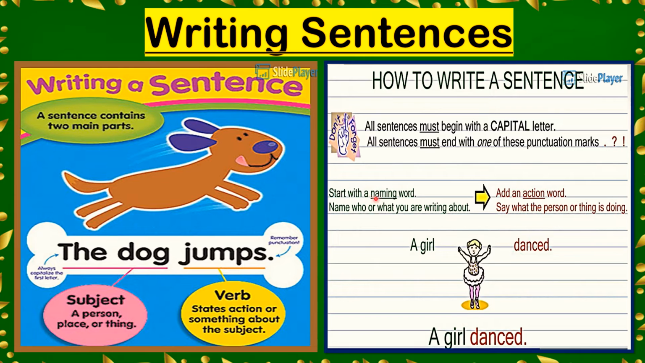Start with a naming word. Name who or what you are writing about. Then add an action word. Say what the person or thing is doing. This is the subject and the verb. A girl danced. The subject is the girl and the verb is dance. It ends with a punctuation mark, which is a period, and this sentence started with a capital letter A. That is how you write a sentence.